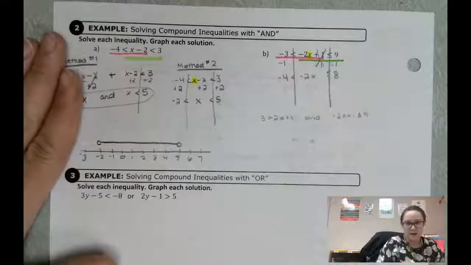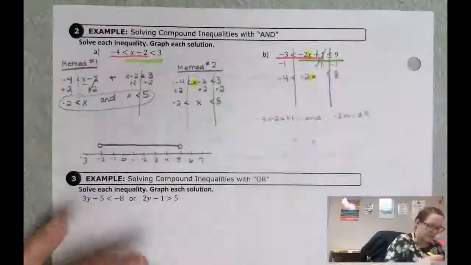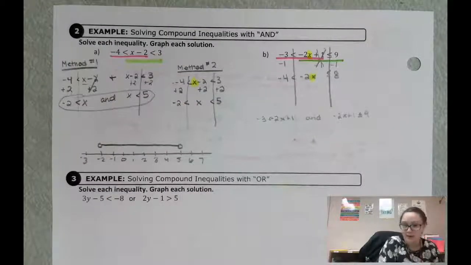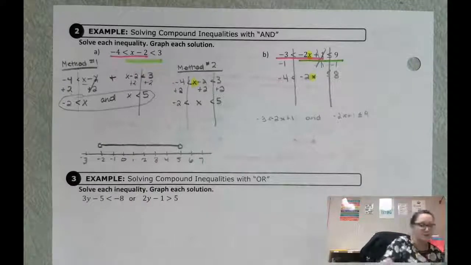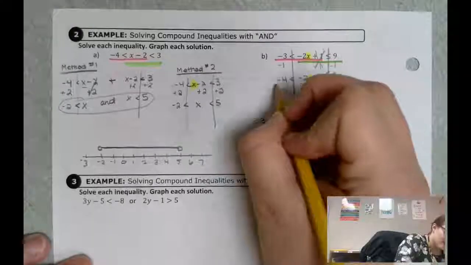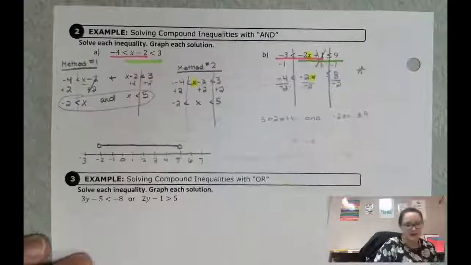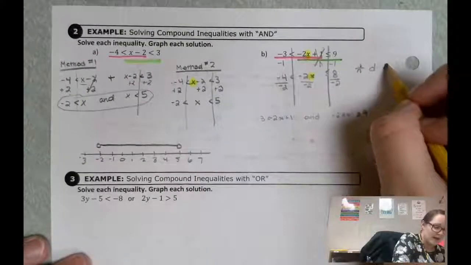Okay? Then, I still want to get x by itself. I have negative 2x, which remember means negative 2 times x. So to get rid of multiplication, you're going to divide by negative 2. Right now you should have alarms going off in your head. What did we do differently here? We divided by a negative number.